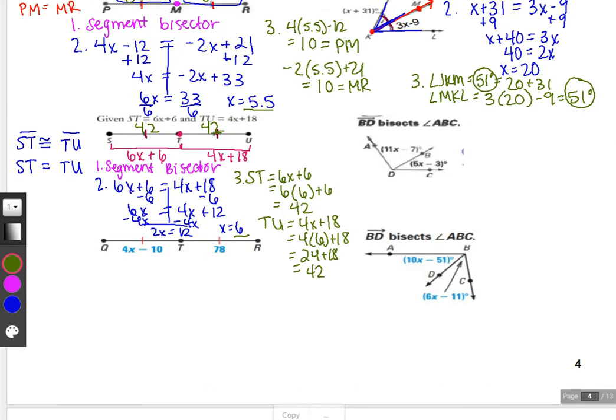I'll go ahead and do this bottom one since we're talking about segment bisectors. So this one, just like the one that we did before, we see a T in the middle, we see our tick marks, we know that QT would be congruent to TR, which means that our distances are going to be equal. So again, we have a segment bisector.